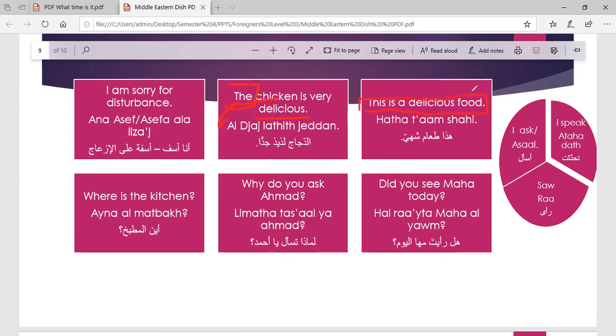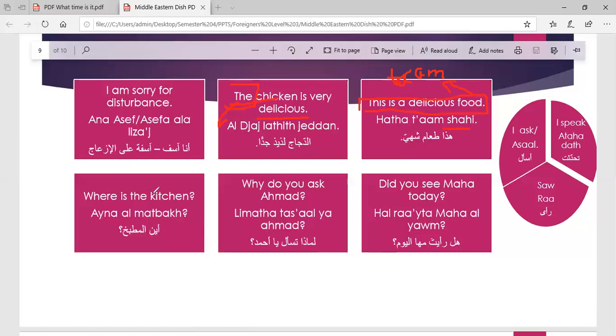Let's see if you say this is a delicious food. What do you mean by food? The main word is what food? It's ta'am. Ta'am, okay. So this is a delicious food. This is hada, so we have hada ta'am, shahi. Shahi or ladith, the same. You have two meanings for usually ladith, delicious.